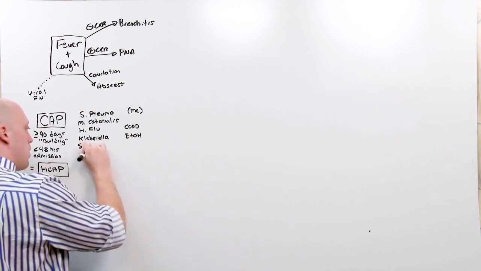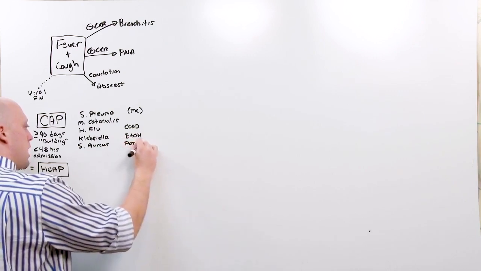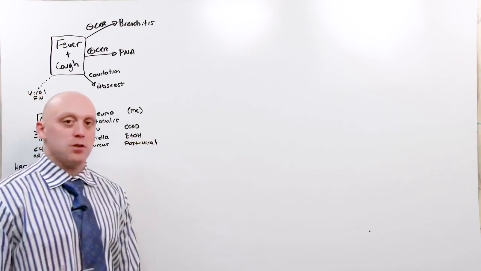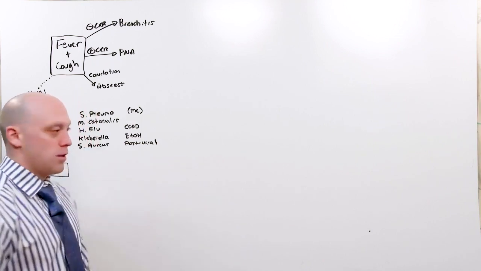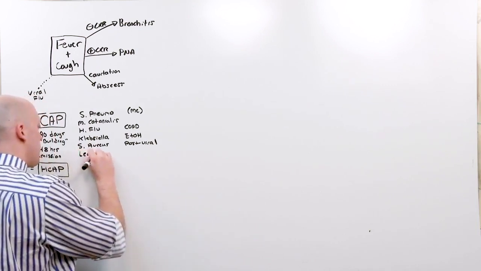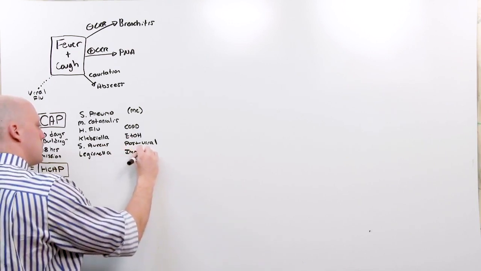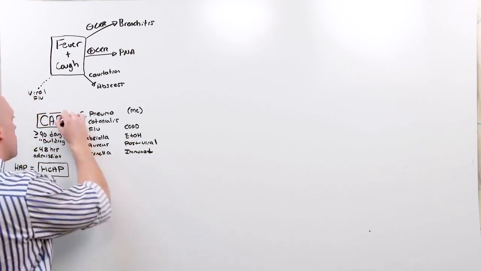Staph aureus, this is post-viral. So someone had a viral illness, then they came back into the hospital because they have a new pneumonia a week after the viral illness. That's going to be Staph aureus. And Legionella. This is someone who is immunosuppressed, generally the old smoker who also has immunosuppression.